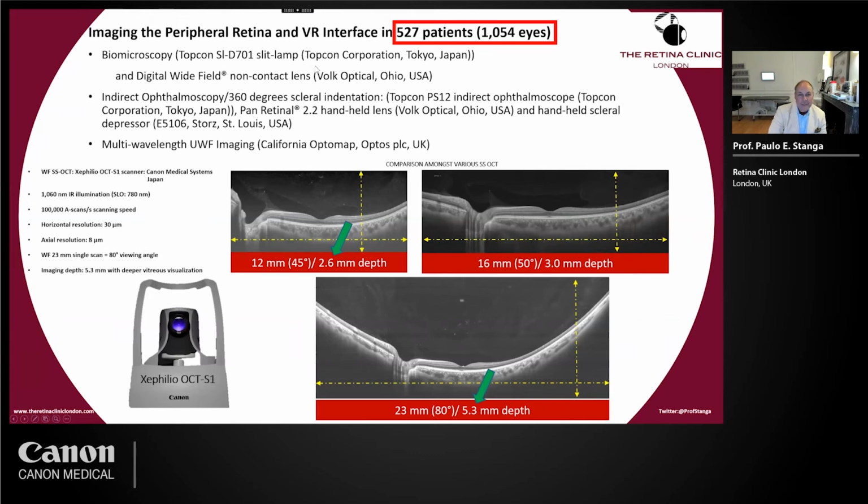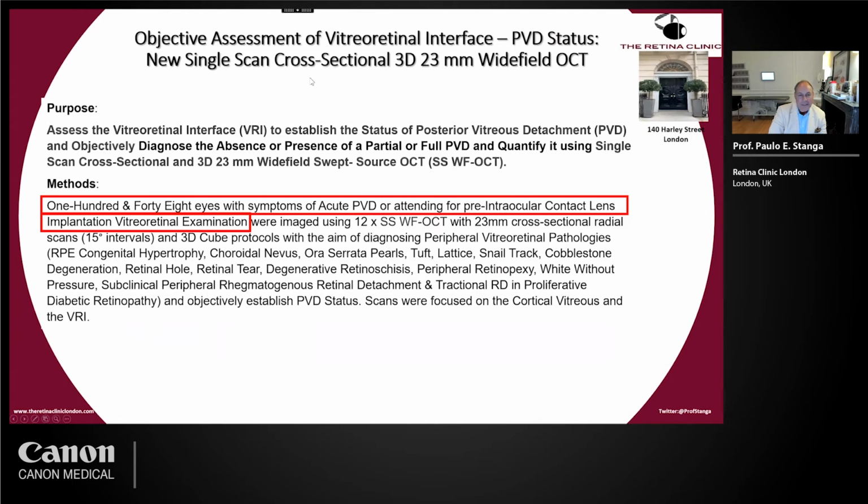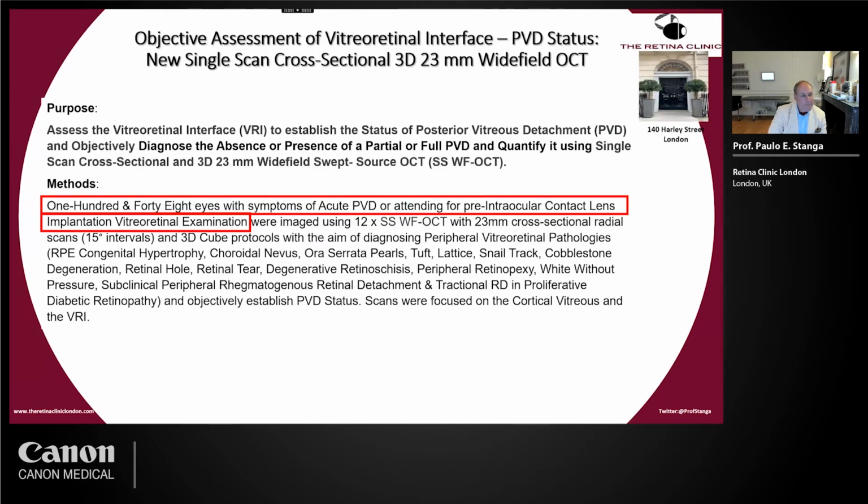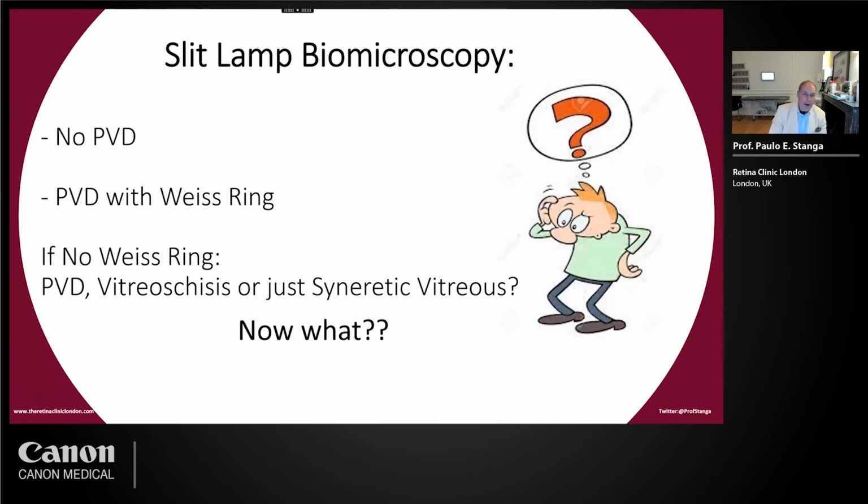Now, all of the patients that we see undergo indirect ophthalmoscopy with 360-degree scleral indentation. So with my co-investigators, with Ursula, we've looked at 148 eyes with symptoms of acute PVD or attending for a retinal examination prior to undergoing pre-ICL implantation. And we wanted to assess not just the peripheral retina, but also the status of the vitreous. And this is ongoing work.